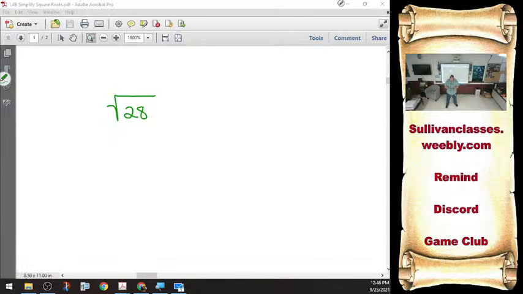A square root asks the question, what squared makes this number? What squared makes this number? Think of it like radical jail. If I had the square root of 36, I could rewrite that as 6 times 6.